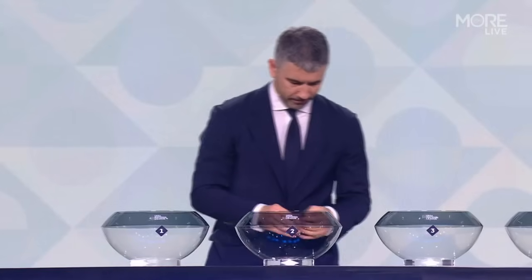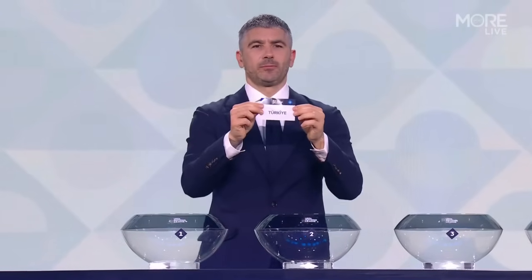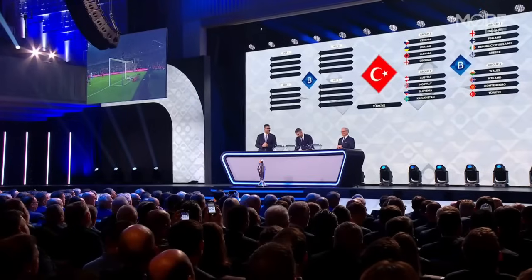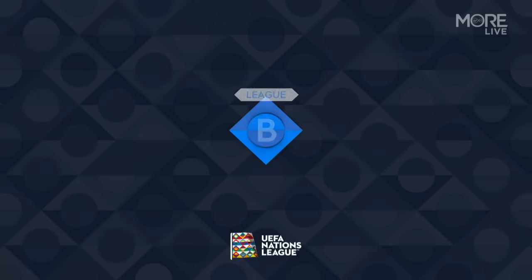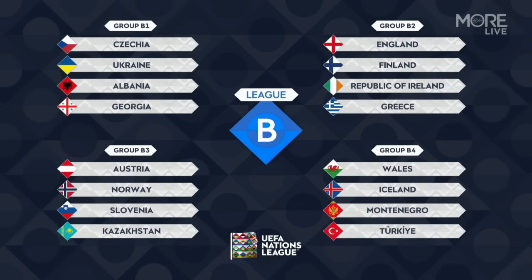Finally, last team of League B. Turkey. That's Turkey. Turkey with Wales, with Iceland, and Montenegro is the lineup of Group B4. All right, exciting stuff. Let's recap the lineup of League B. In Group B1, we will have Czechia, Ukraine, Albania, and Georgia. In B2, it's England, Finland, the Republic of Ireland, and Greece. In B3, we've got Austria, Norway, Slovenia, and Kazakhstan. And in B4, it's Wales, Iceland, Montenegro, and Turkey.